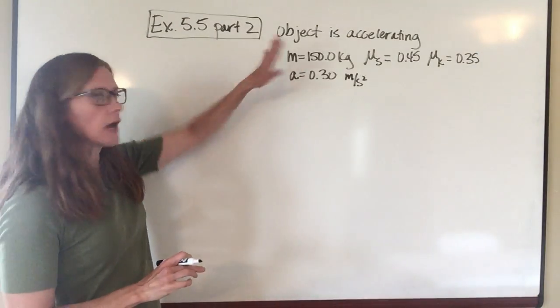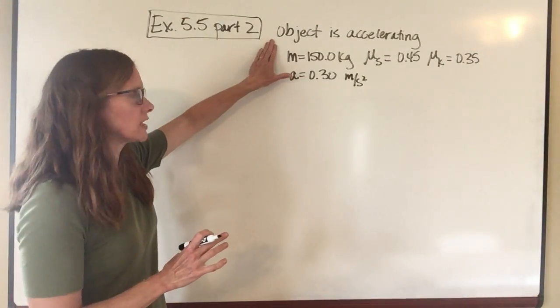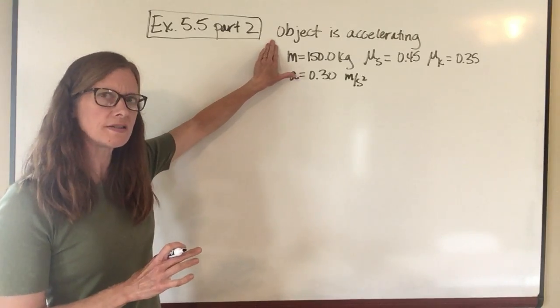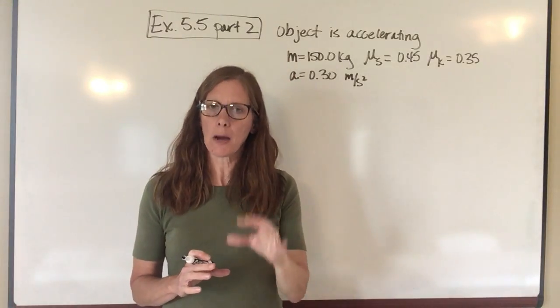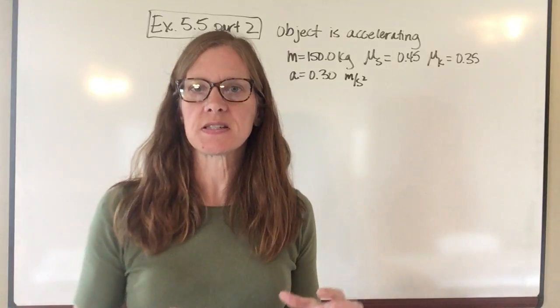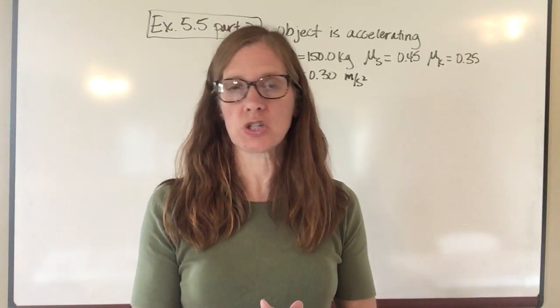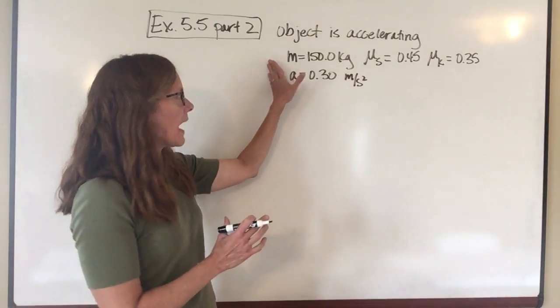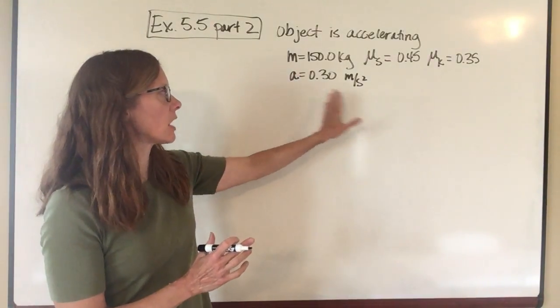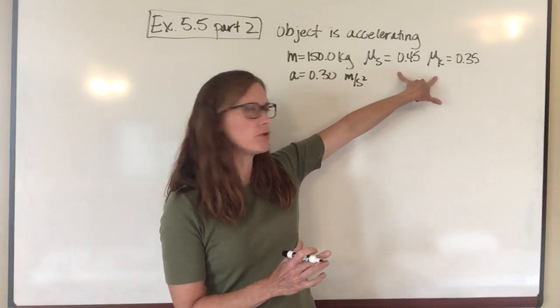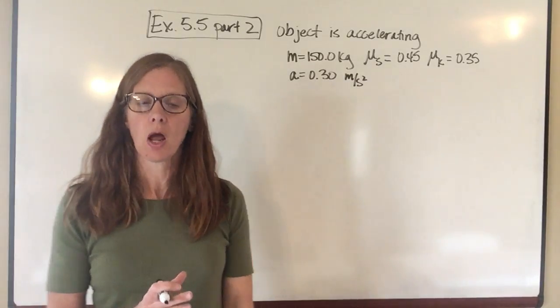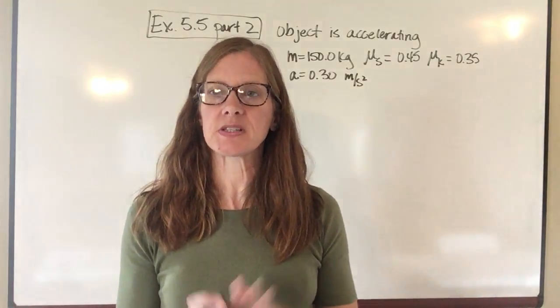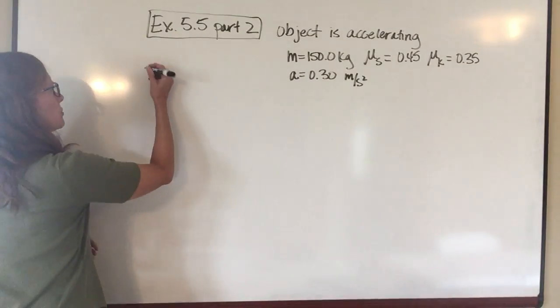First of all, the object is not still, the object is accelerating. So what does that tell us? Well, if the object is accelerating, that means there has to be a net force in one direction or another, okay? We know the mass, we know the acceleration, and we also know both the coefficients of static and kinetic friction.